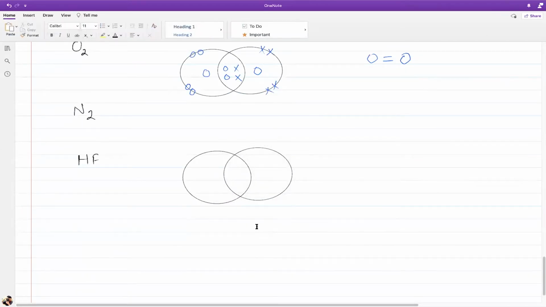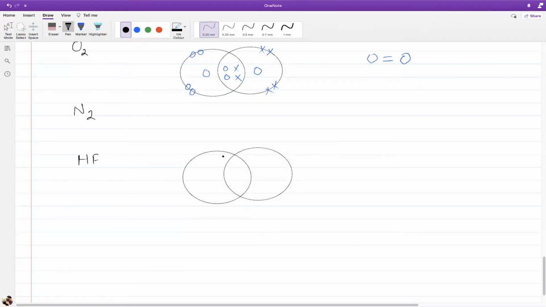And they both have to see who needs how many electrons. So hydrogen is this, fluorine is this. Hydrogen needs one more, fluorine needs one more. They will simply share one. And hydrogen had only one, which it shared. So no electrons outside, no lone pairs.